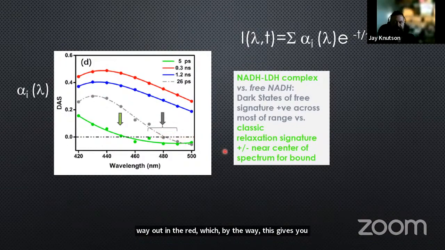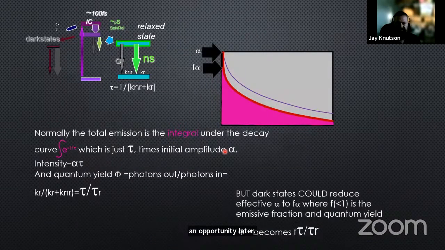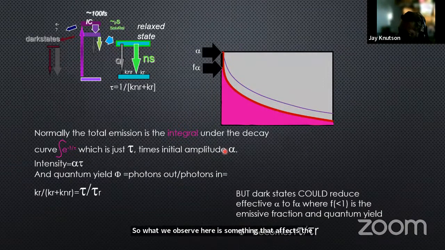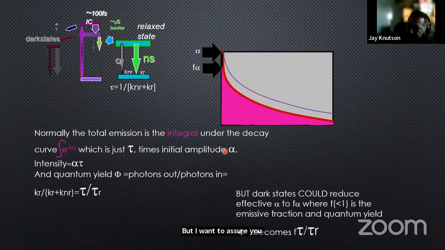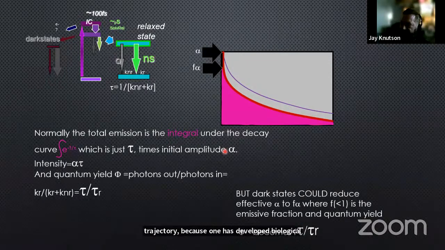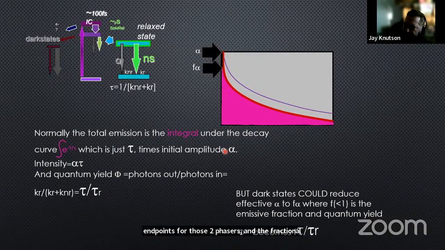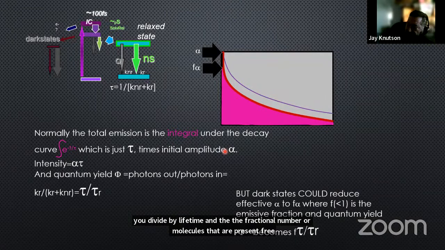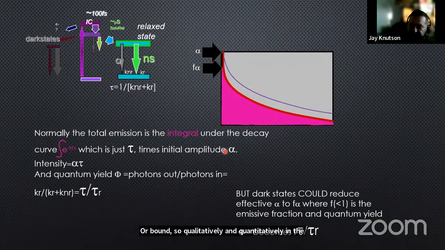So what we observe here is something that affects the numerical value of free NADH. But I want to assure you this would not affect the sort of things Suman and Michelle were telling you about the metabolic trajectory, because one has developed biological endpoints for those two phasors, and the fractional intensities between them are still representative if you divide by lifetime. The fractional number of molecules that are present free or bound. So qualitatively and quantitatively in the biological endpoints, this doesn't hurt you.